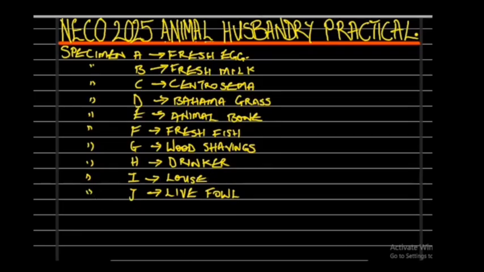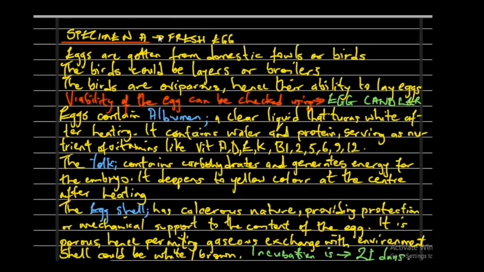So without wasting our time, we move to the first specimen, which is our fresh egg. So what is a fresh egg? Eggs, naturally, they are gotten from domestic fowls or poultry or birds. All birds lay eggs.